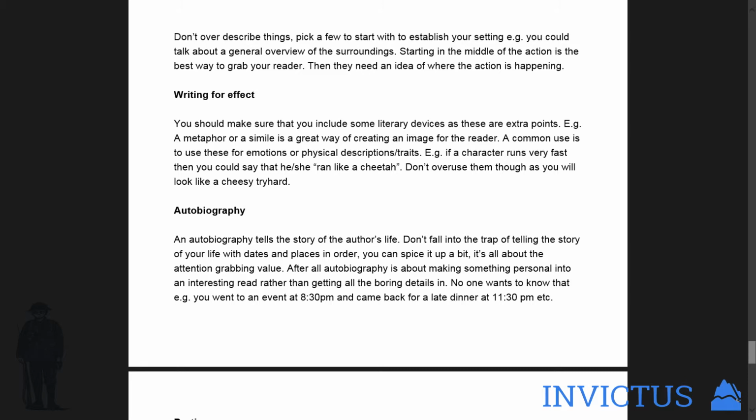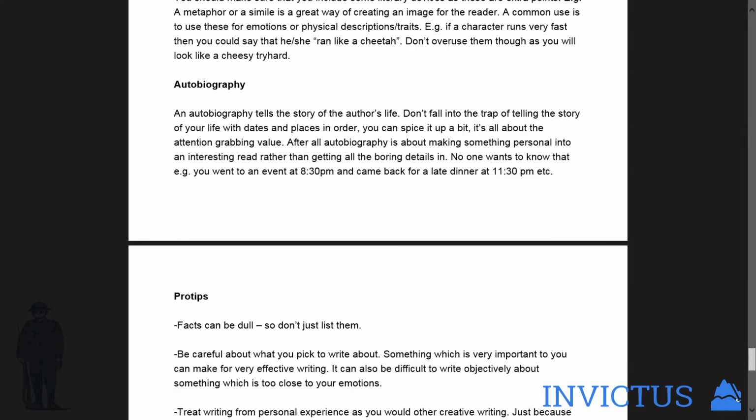You'll be saying, "Oh, this guy ran as fast as a cheetah, he was as strong as an ox, he was as powerful as a train." Something like that. Just don't do that. It becomes very cheesy and just puts people off again.